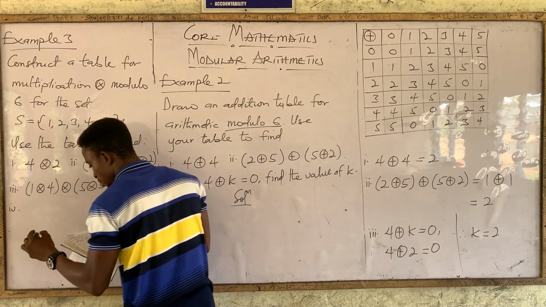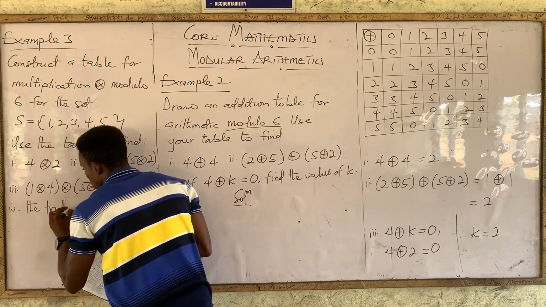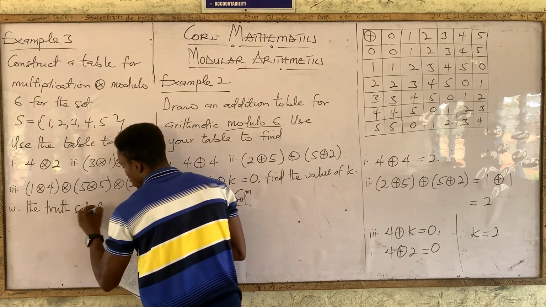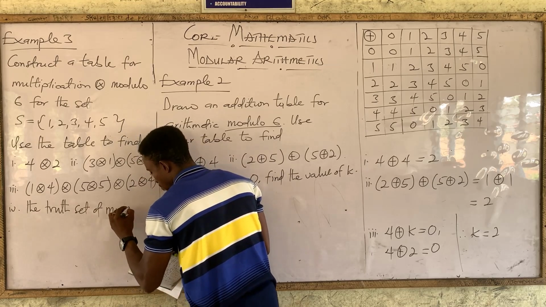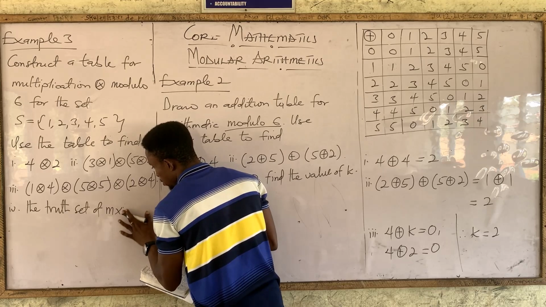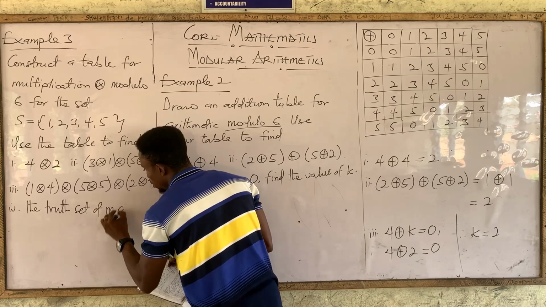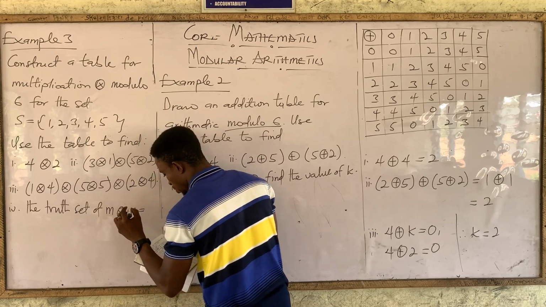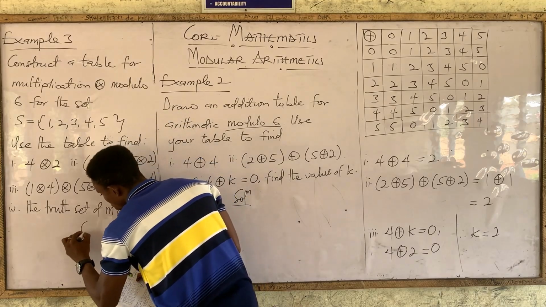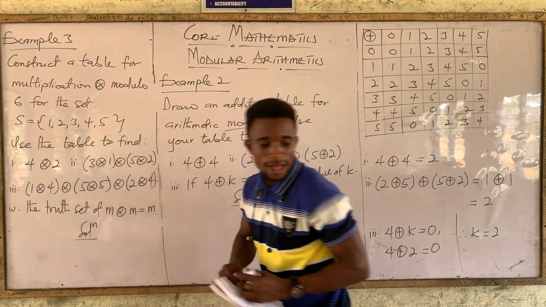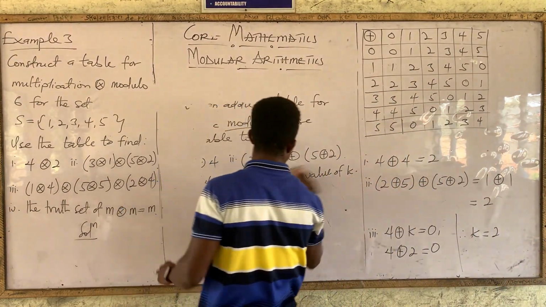IV says the truth set of n times n, which is equal to n. So that is that. So what do we do now?